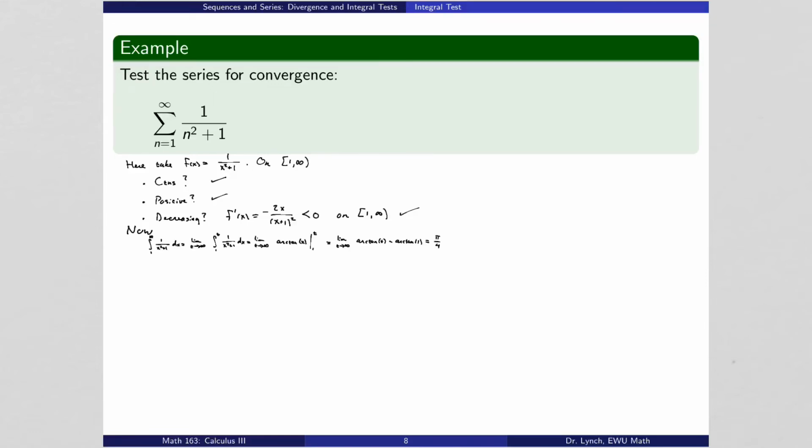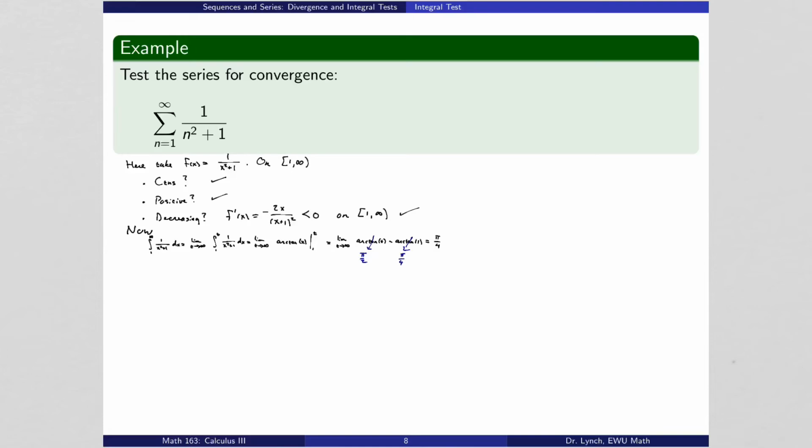So it turns out that the integral from 1 to infinity of 1 over x squared plus 1 can be expressed as the limit as t goes to infinity of the arctangent of x evaluated between 1 and infinity. Now, of course, that limit as t goes to infinity of arctan t turns out to be pi over 2. And of course, arctan of 1 is pi over 4. So we end up with pi over 2 minus pi over 4, which is pi over 4.